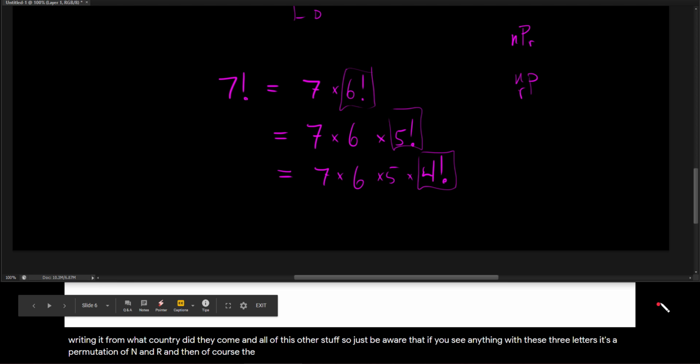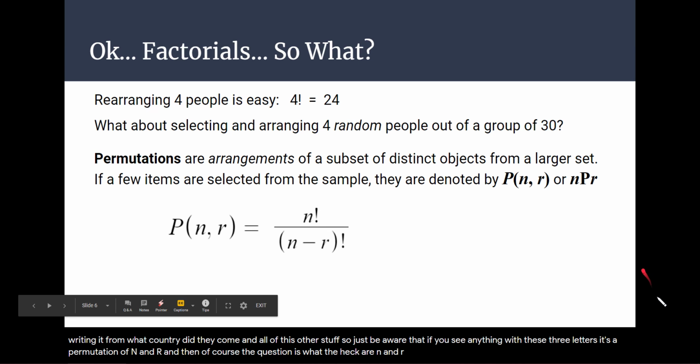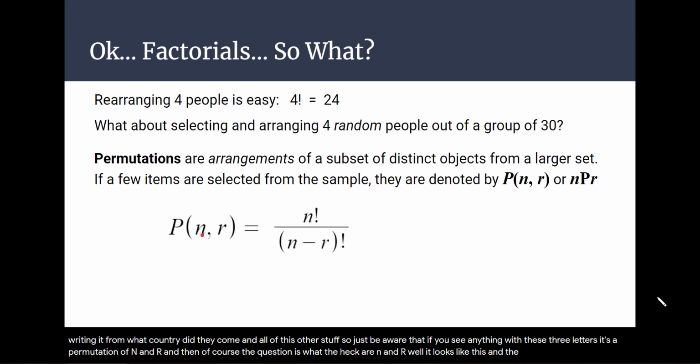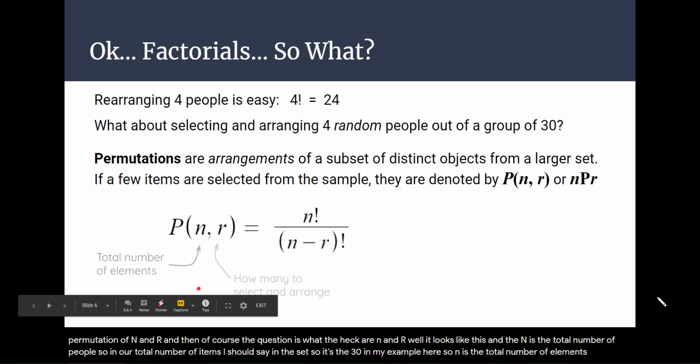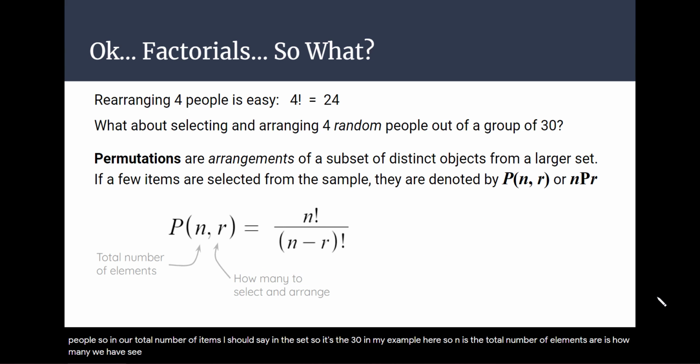And then of course the question is, what the heck are n and r? Well, n is the total number of people, or total number of items, I should say, in the set. So it's the 30 in my example here. So n is the total number of elements. r is how many we have selected to rearrange.